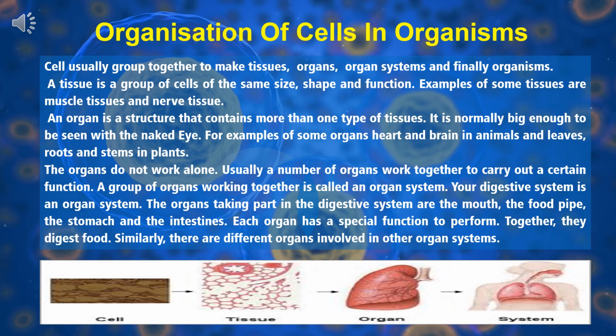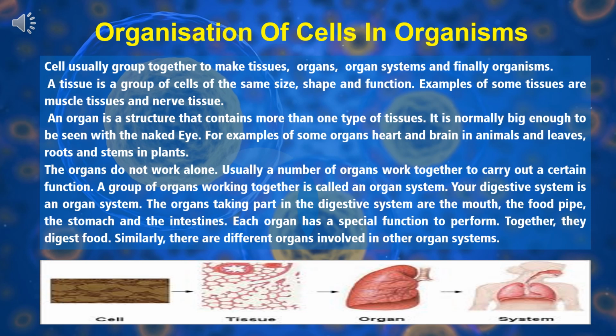A tissue is a group of cells of the same size, shape and function. तो टिश्यू क्या होता है? टिश्यू एक सेल का कई ग्रुप्स होते हैं, उसमें कई सेल्स होते हैं. सेल्स जिनका साइज भी सेम है, शेप भी सेम है और उनका फंक्शन भी सेम होता है. So some examples of tissues are muscle tissue and nerve tissue. The next is our organ. An organ is a structure that contains more than one type of tissues.